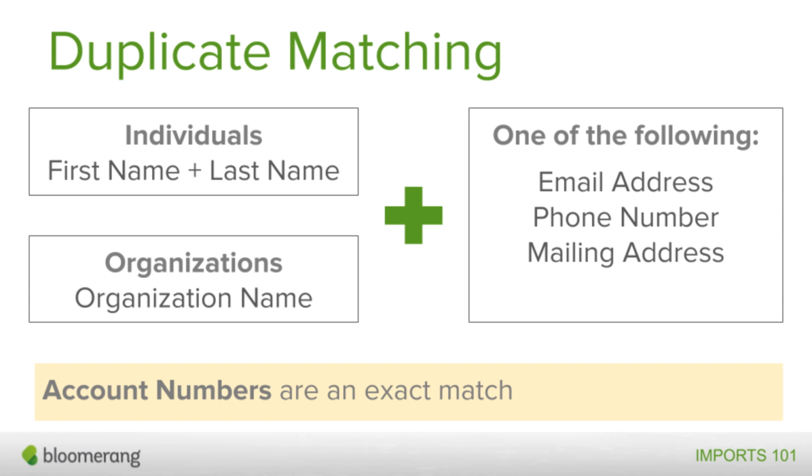Another thing you can do if you're updating constituents, or if you know that these constituents are already in your database, maybe they're coming from a report that you exported from Bloomerang so that you know they're already in the database. If you have the Bloomerang account numbers, that functions as an exact match. Even if you don't have the name and contact information, if you have the Bloomerang account numbers, the system is going to recognize them. All right, let's jump in.